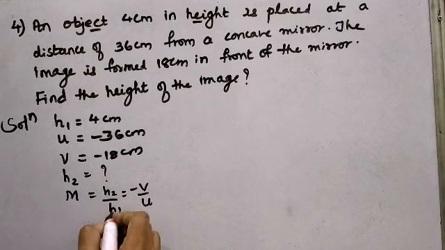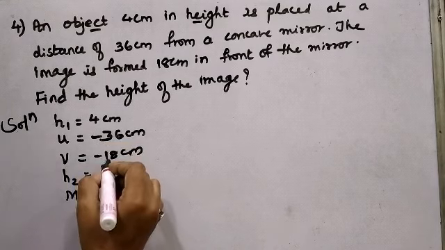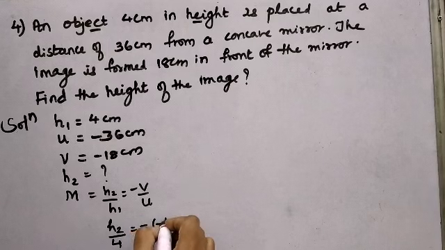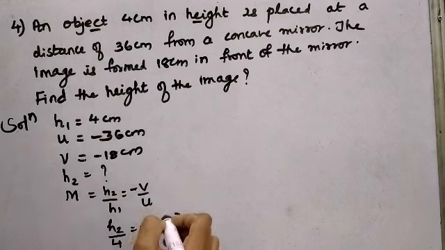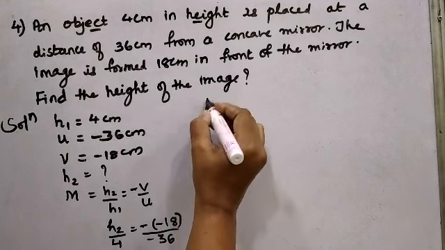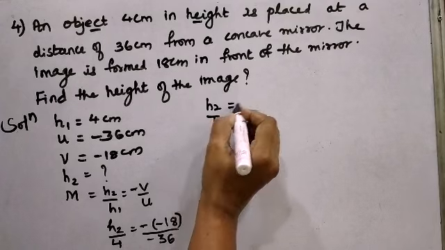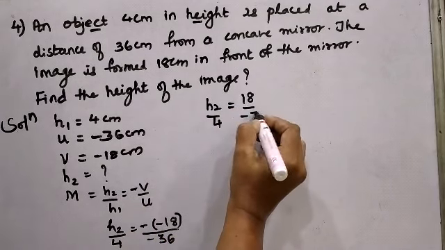We don't know h2, so we write h2 as it is, upon h1, which is 4, is equal to minus, how much is v? Minus 18. So minus of minus 18, see this negative sign and v itself is minus 18, upon u. u is minus 36. Okay. So h2 upon 4 is equal to, this minus into minus will become plus 18 upon minus 36.